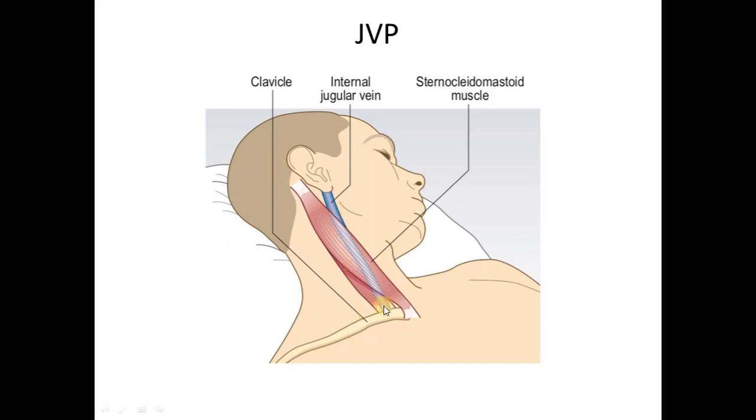Here the JVP, as we notice, is medial to the sternocleidomastoid, and we check the internal jugular vein, not the external jugular vein. We put the patient at 45 degrees and examine this, measuring the distance between the raised JVP and the sternal angle. Then we add 5 centimeters.